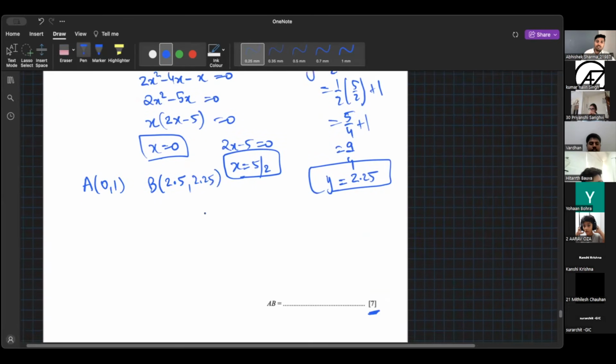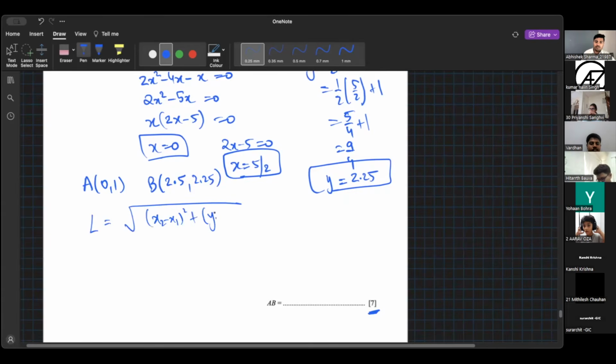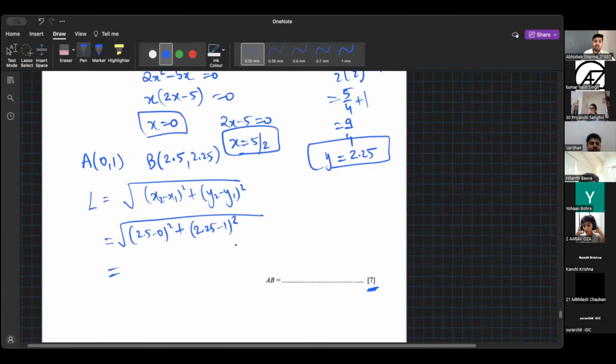Now we can use the length formula. Length formula for AB is going to be under root of (x2 minus x1) the whole square plus (y2 minus y1) the whole square, right? So plug in the values now. x2 is 2.5 minus 0 the whole square. y2 is 2.25 minus 1 the whole square. Put this directly in the calculator and you will get the answer. So root of 2.5 square plus (2.25 minus 1) the whole square, which is 2.795.